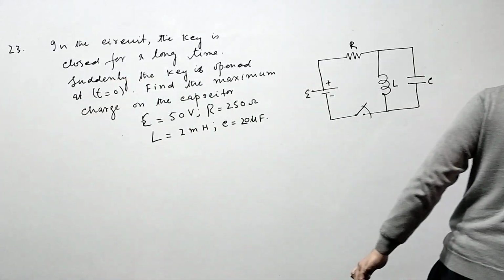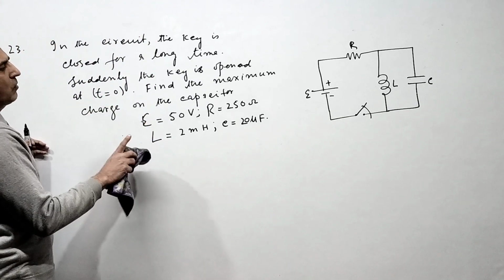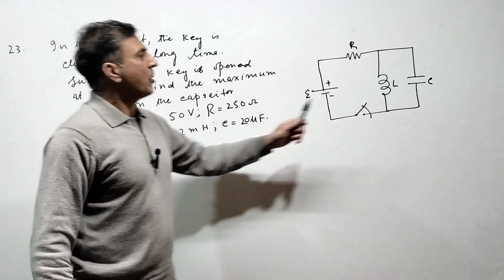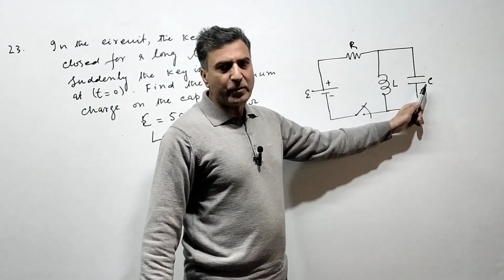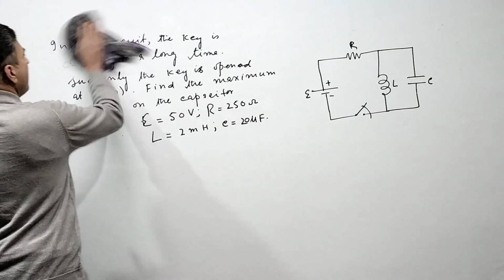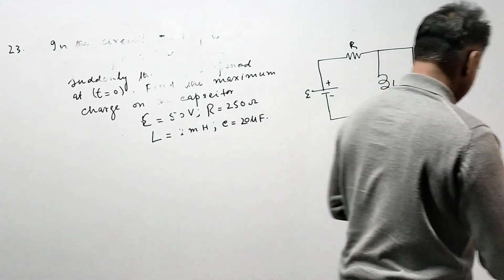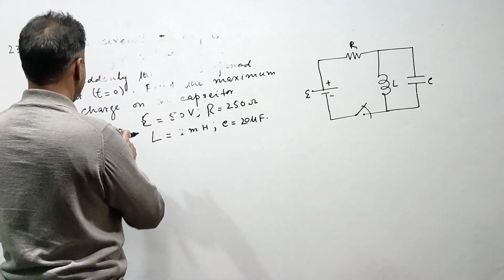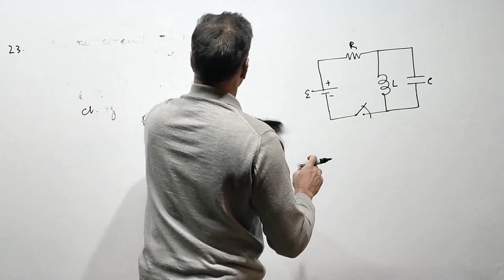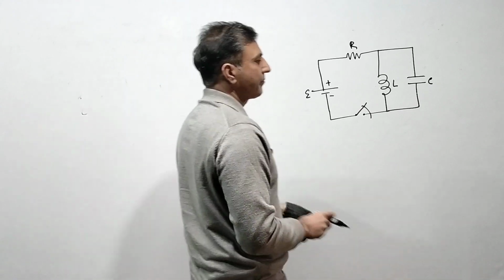Now, this is the question that we have to solve. We have to finally find the maximum charge accumulated on the capacitor, and why there should be charge accumulation on the capacitor. That is also something we have to see. How much is the charge accumulated on the capacitor?